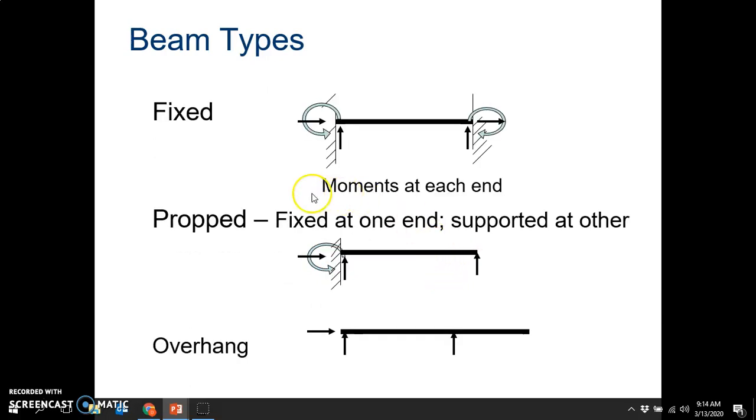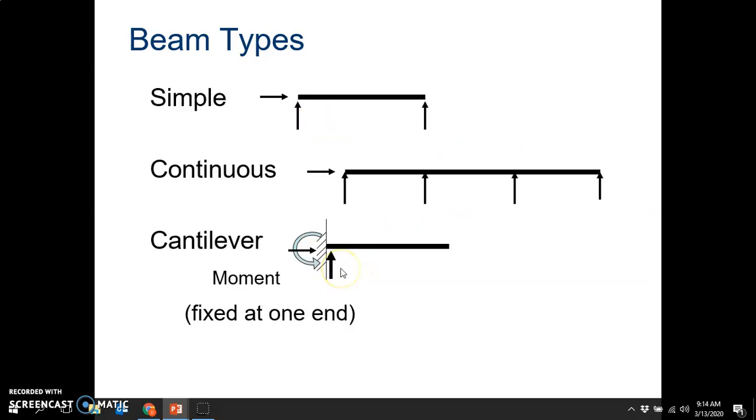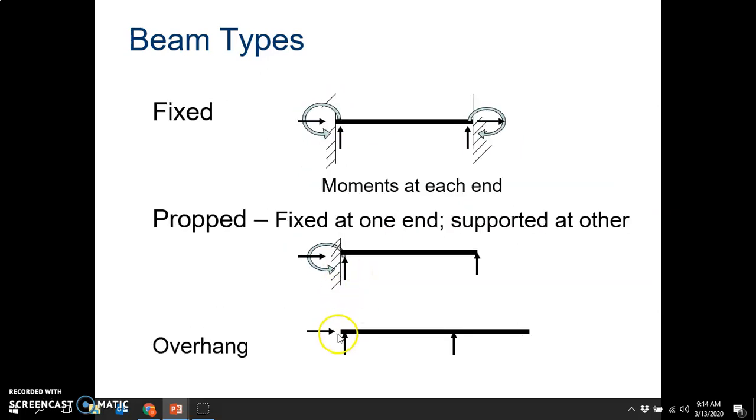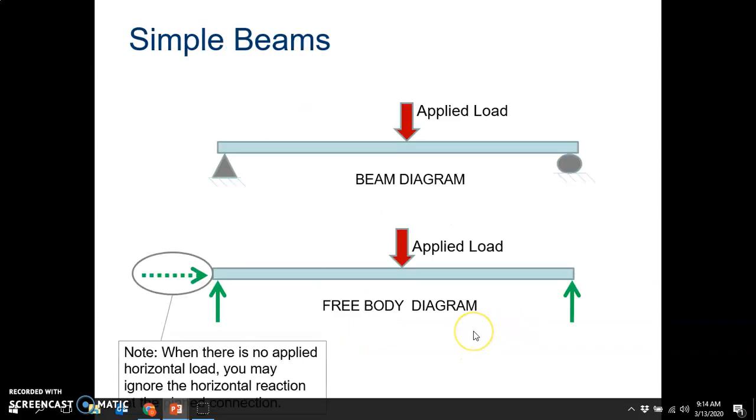And here are just other types of beam connections where you have fixed. This one looks like the other one. And then overhang, where you have a simple connection and then an overhang over here.